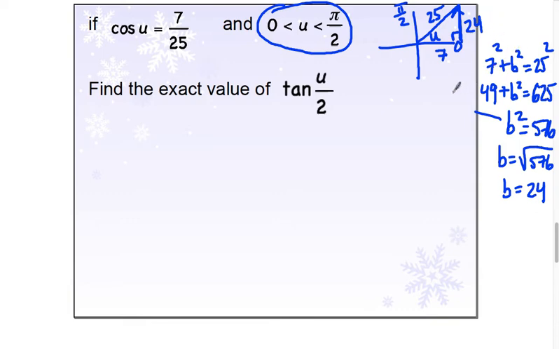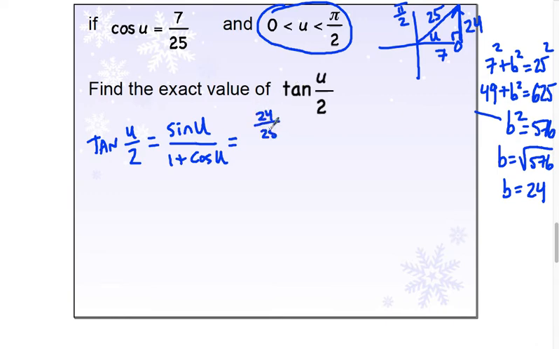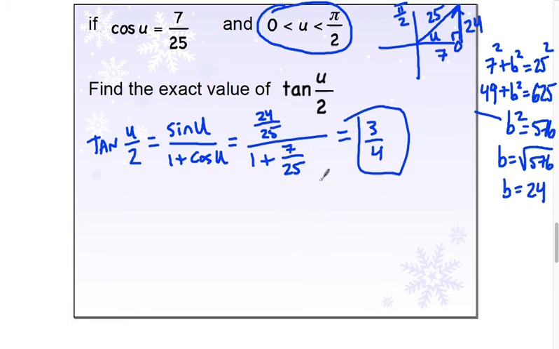Okay, so we are going to find the exact value of tangent of u over 2. So we've got two different formulas we can choose from. It does not matter which one you choose. I just feel like doing the sine of u over 1 plus cosine of u. Sine of u, sine is opposite over hypotenuse, so that would be 24 over 25, over 1 plus cosine of u. Cosine is adjacent over hypotenuse, so that would be 7 over 25. And then you can just type that straight up in your calculator, and it'll reduce it for you, and you should get 3/4. With tangent, there's no plus or minus to worry about.